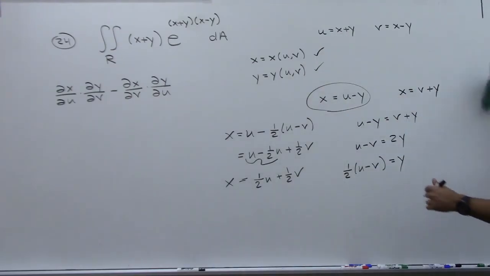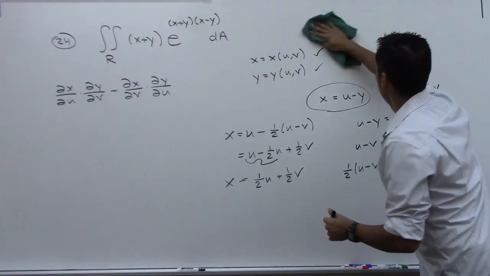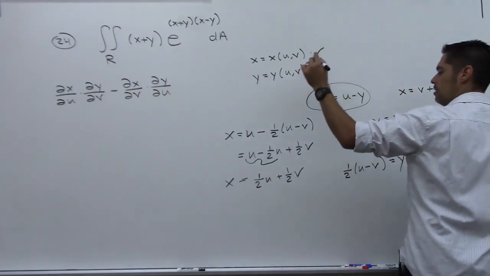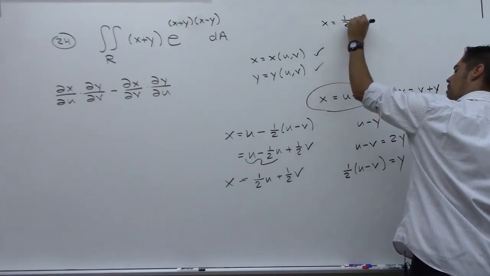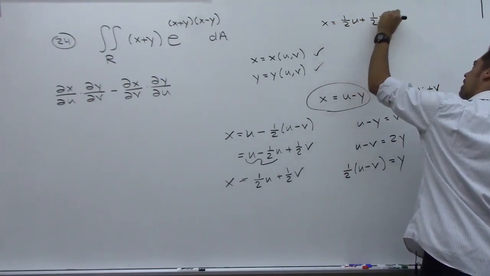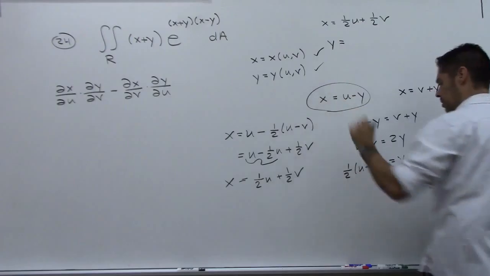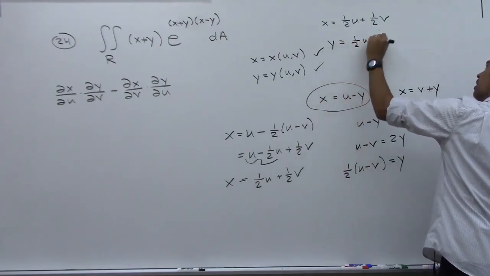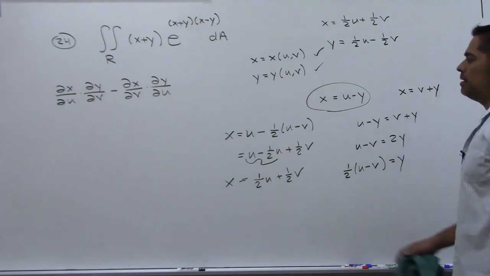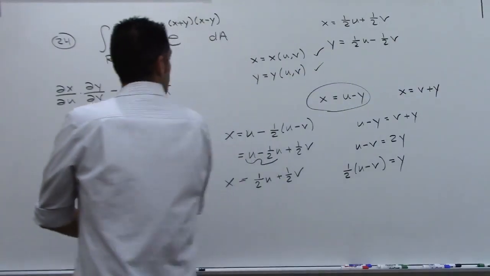So let me rewrite that up here. I have that x is equal to 1/2 u plus 1/2 v, and I have that y is equal to this. I'll distribute: 1/2 u minus 1/2 v. Now I can come up with the Jacobian determinant.